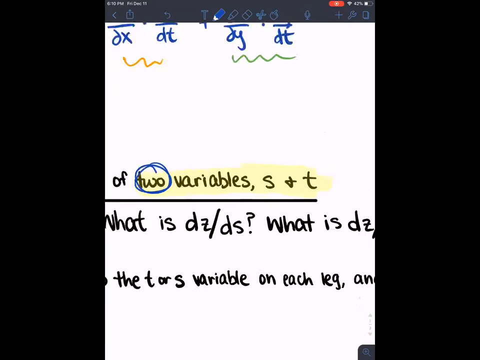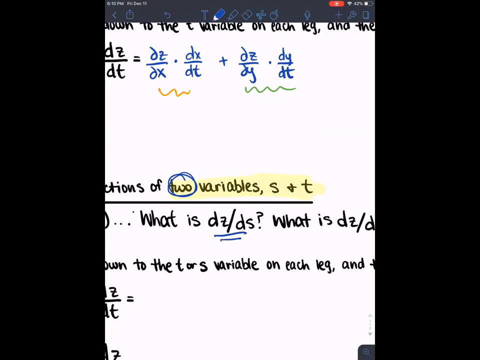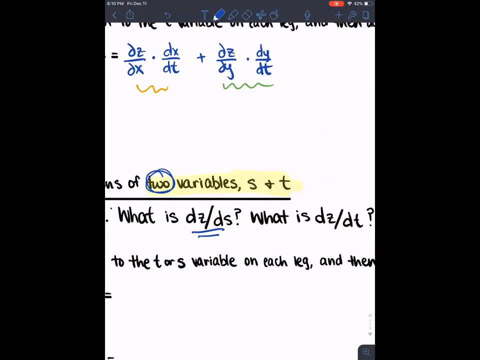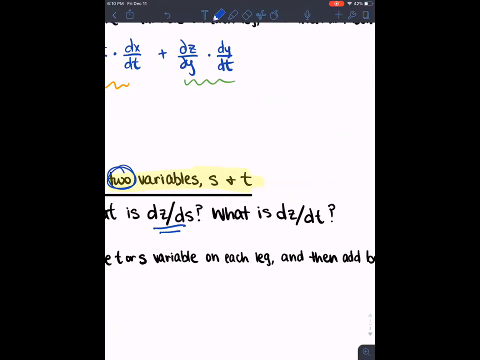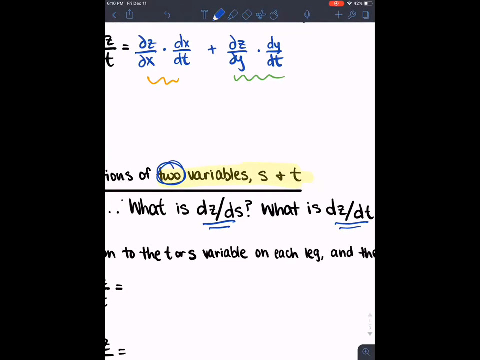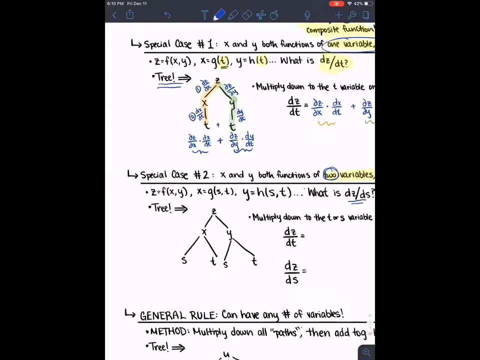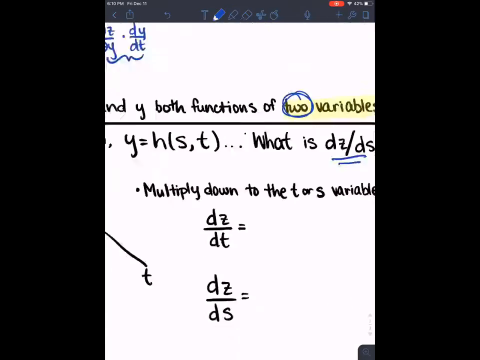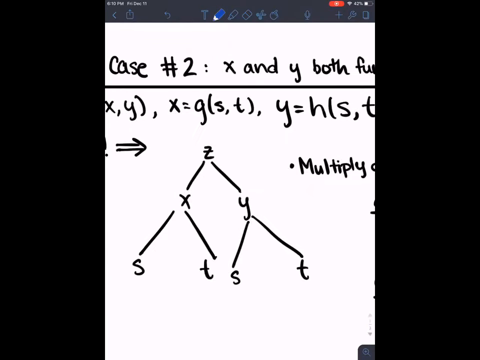The first one is dz ds, because x and y are each a function of s. You can also find dz dt, like before, because x and y are also functions of t. So you've got two paths that you can do here. Let's try to find dz dt first. Let's focus on that. So we set up the tree.